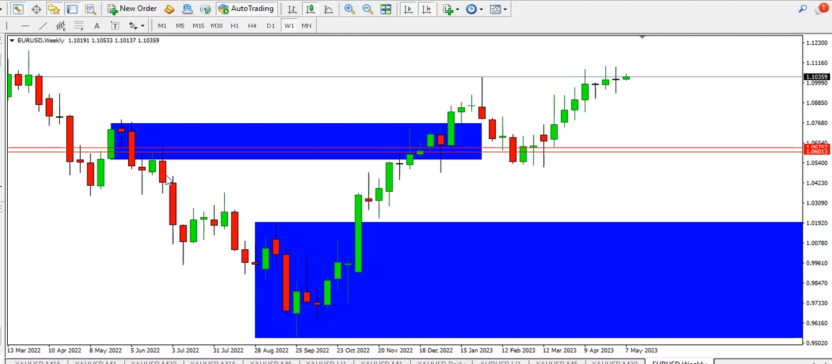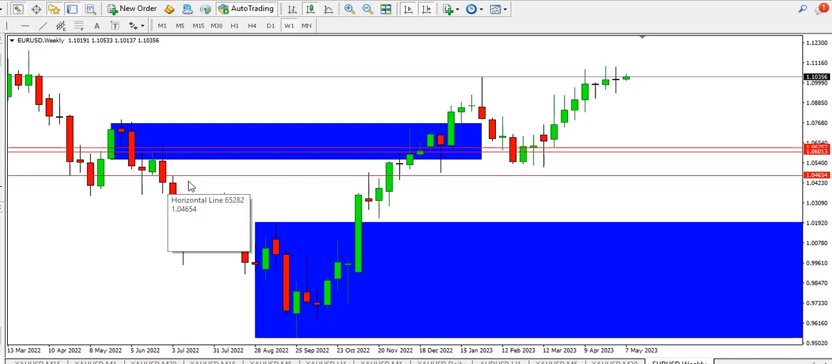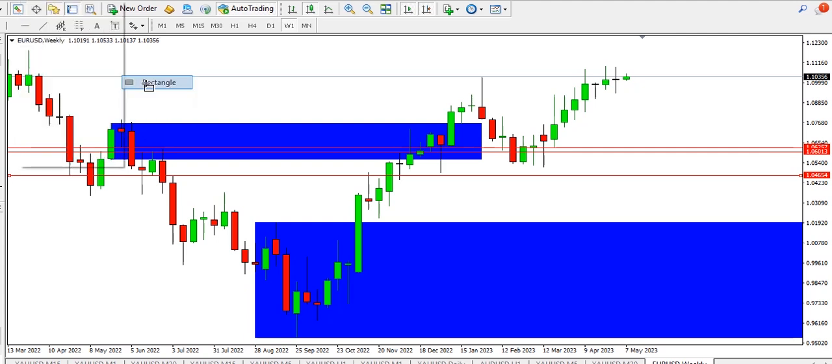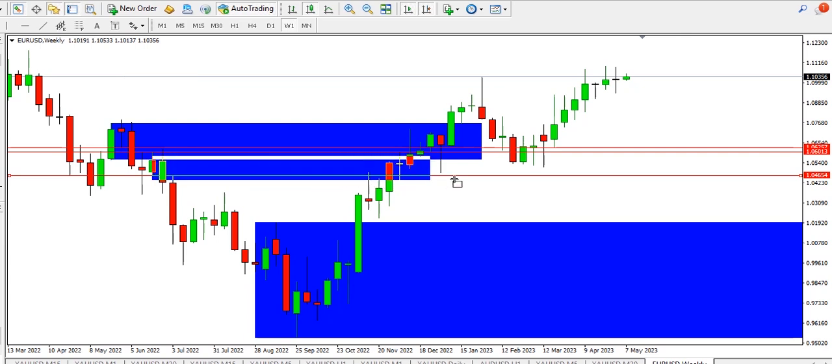Is there any inefficiency? Let's see. There's no inefficiency as they test each other. This wick here also touched this wick here, but it can still be taken as an order block because you have price also coming to that level. Look at what I saw. Look at this week, price tested.